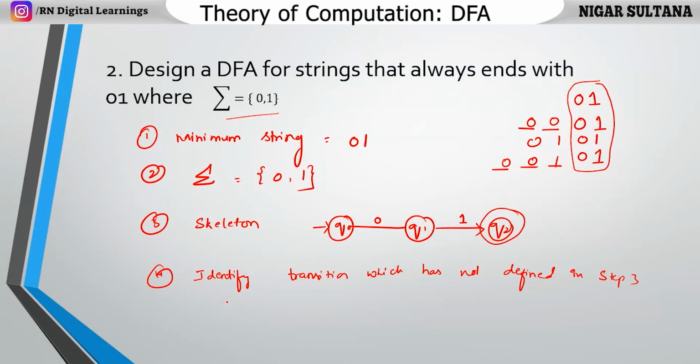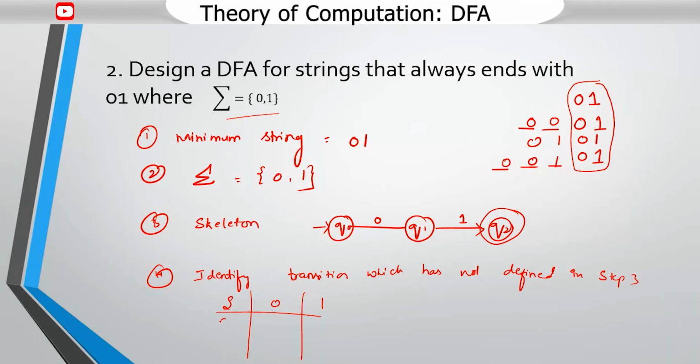So now how will the table look like? 0 as well as 1. This is Q0, Q1 and Q2. So from Q0, 1 is moving to Q1. We don't have a 1 input from Q0. We need to calculate this. From Q1 there is no 0. We need to calculate, and 1 is moving to Q2. Next, from Q2 there is no 0 nor 1. Now these are the transitions we need to calculate.